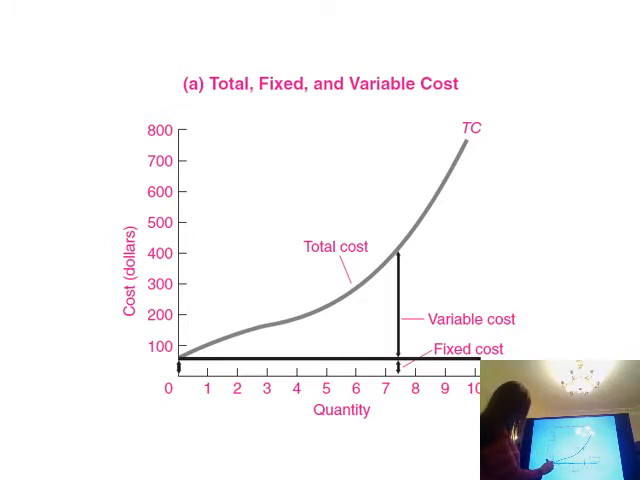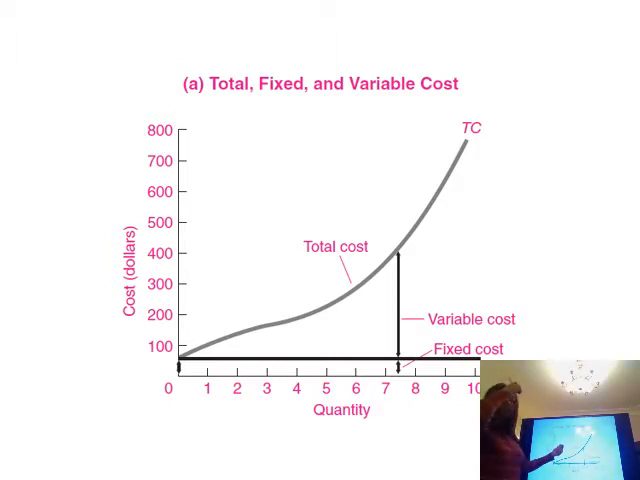So the total cost starts from here, okay, from the fixed cost, and it starts to increase when increasing the level of output. You will find that at the beginning, the total cost is increasing at a decreasing rate, and after that, it is increasing at an increasing rate. And we will explain why.